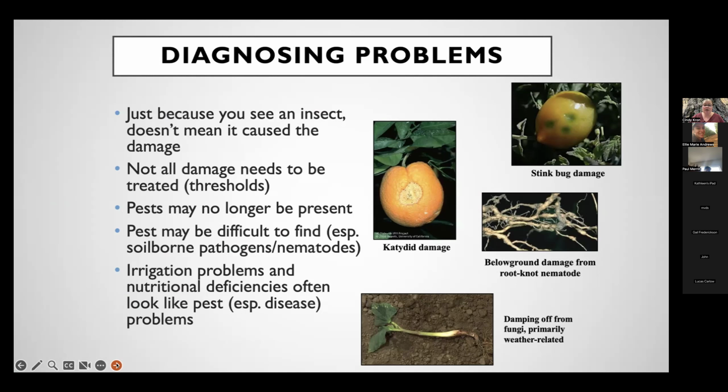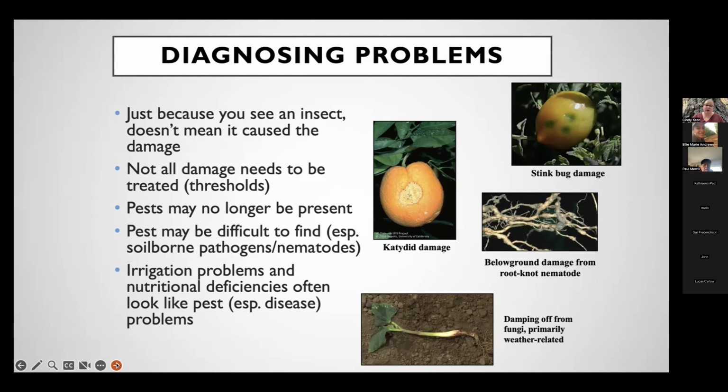And not all damage needs to be treated. So there's a certain amount of damage that would be expected. And sometimes it costs more to apply a treatment than the loss that you would have by doing nothing. And that's a hard one to sometimes wrap our heads around. But it's true. Not everything is what we would consider economic, worth treating.